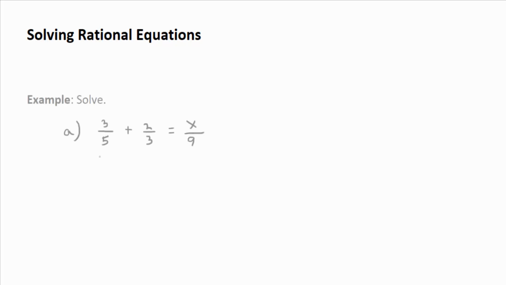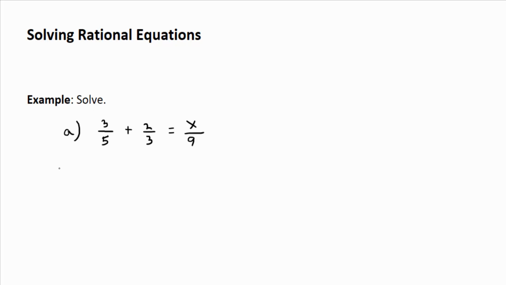Here we go. In this first example, we're asked to solve, in part A, 3/5 plus 2/3 equals x divided by 9. I claim you guys already know how to solve this. But it's technically a rational equation, right? It has fractions in it. I suppose lots of equations could be considered rational equations if you think of a fraction as anything over 1.